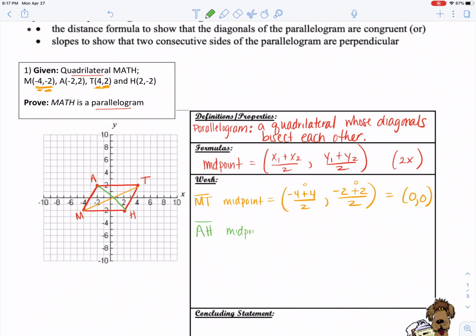Midpoint equals. The x coordinates of A and H are -2 and 2, divided by 2. The y coordinates are 2 and -2, divided by 2. So again, we get zeros in the numerators. Divided by 2, I get 0, 0. So notice they have the same midpoint.